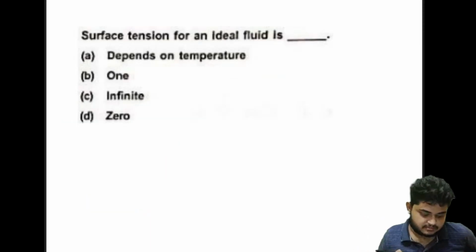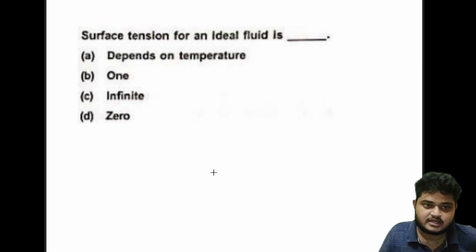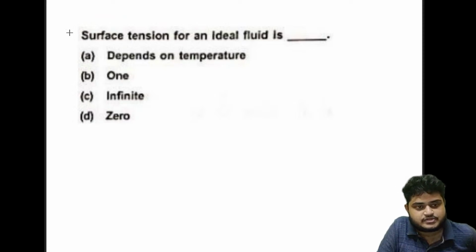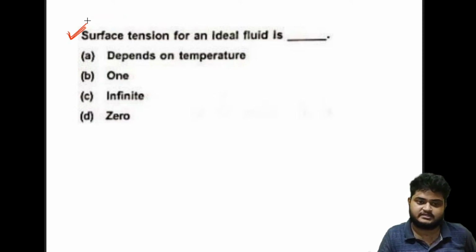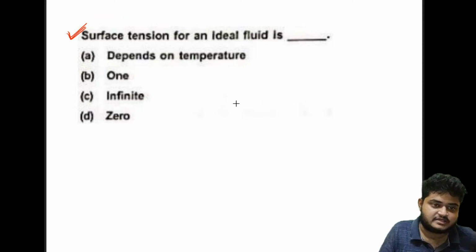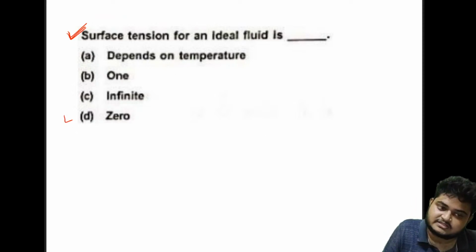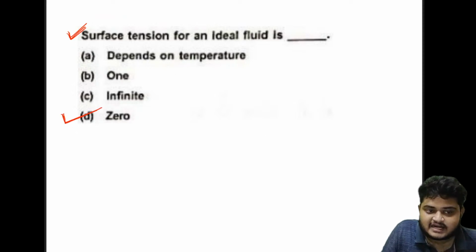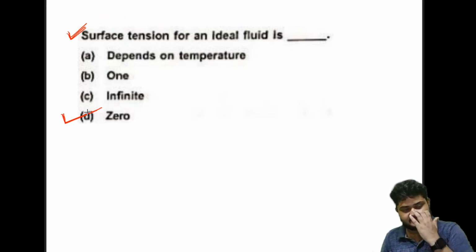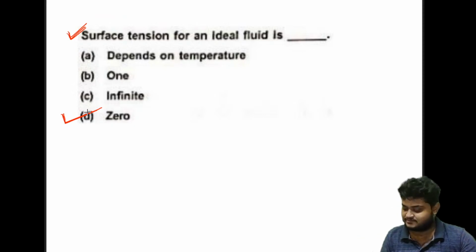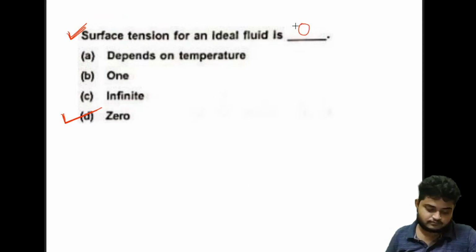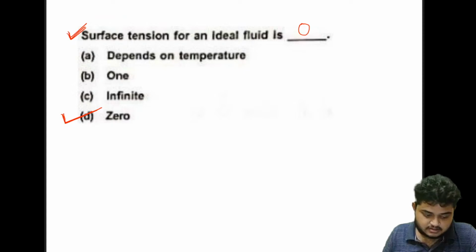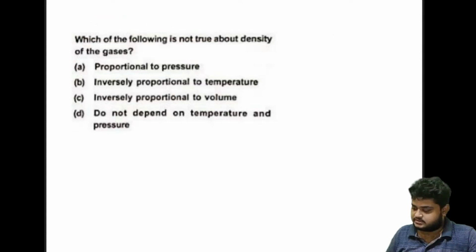Now let us come to the next question. What is the question saying? It is saying that the surface tension of ideal fluid is, surface tension of ideal fluid is zero. That is a characteristic, or you may say that is a property. So surface tension for ideal fluid is zero. Okay. Now come to the next question.